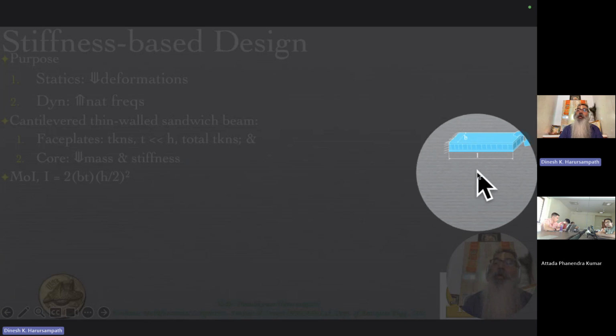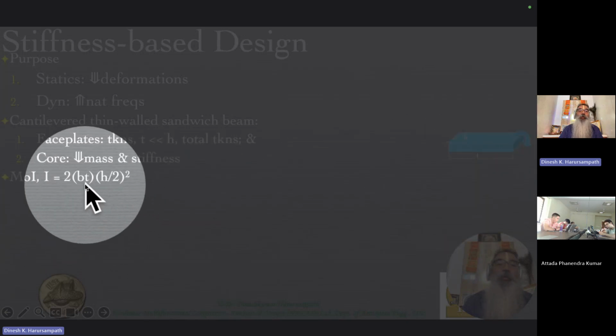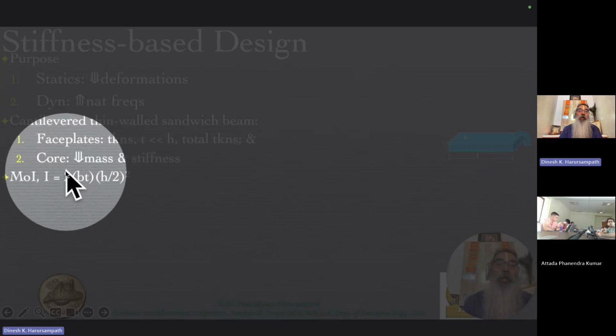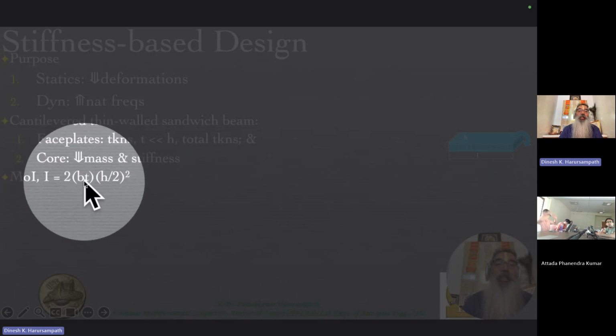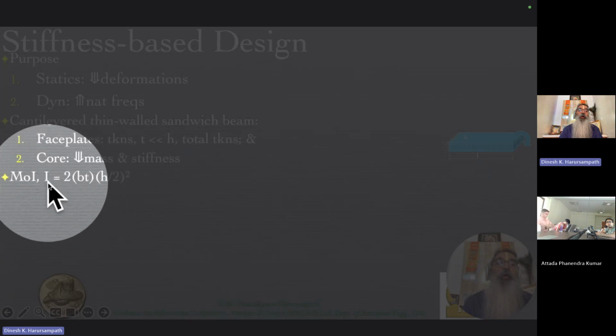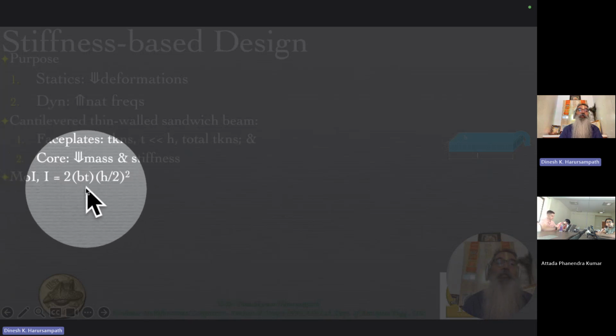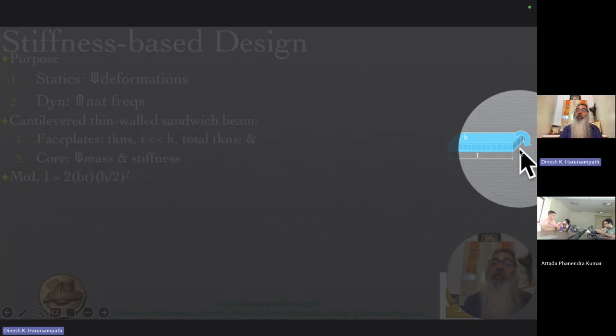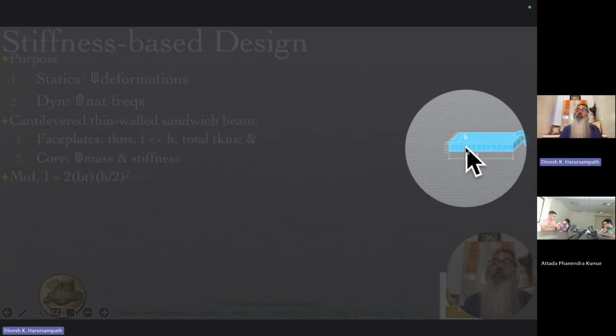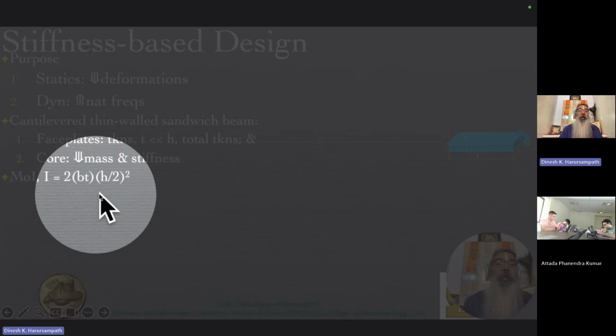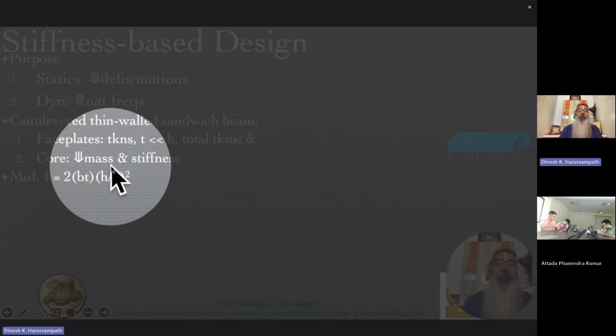It's only the top and the bottom phase sheets which contribute. And their cross-sectional area is the breadth of each phase sheet multiplied by the thickness of each phase sheet, which is BT. And since there are two of them, it is 2 times BT. And each of them is a distance h by 2 away from the midplane of this structure, and therefore it is h by 2 squared.